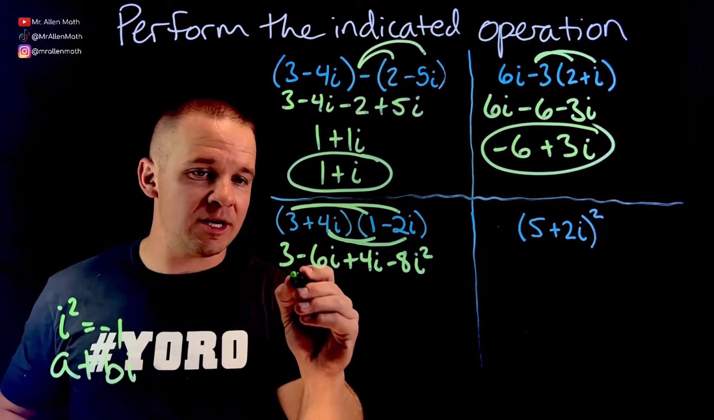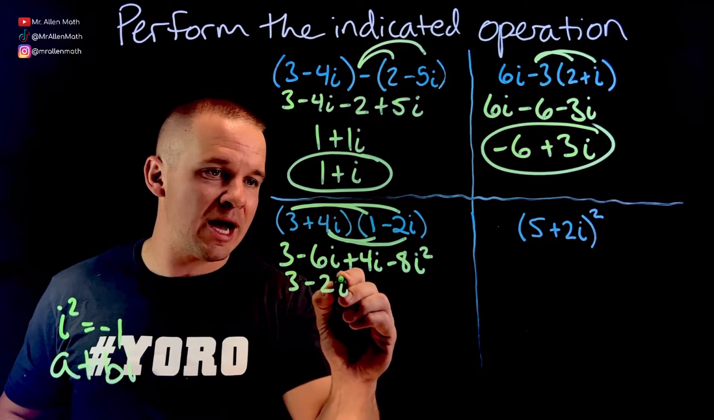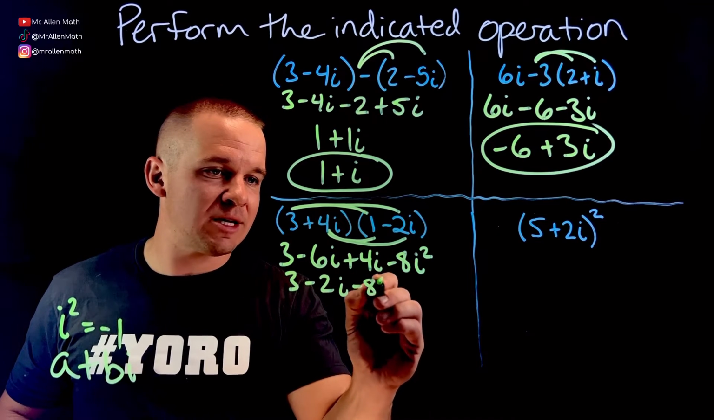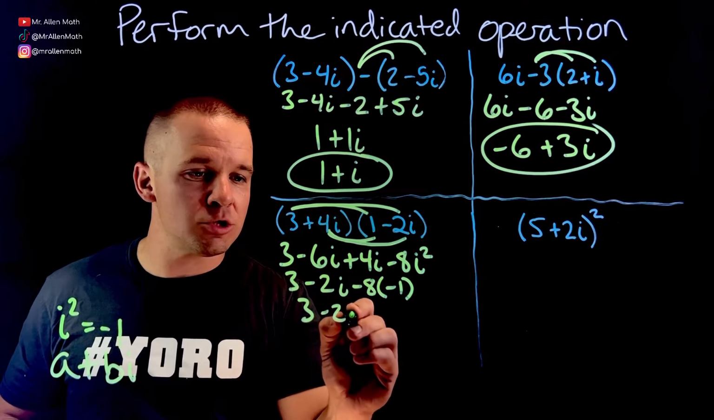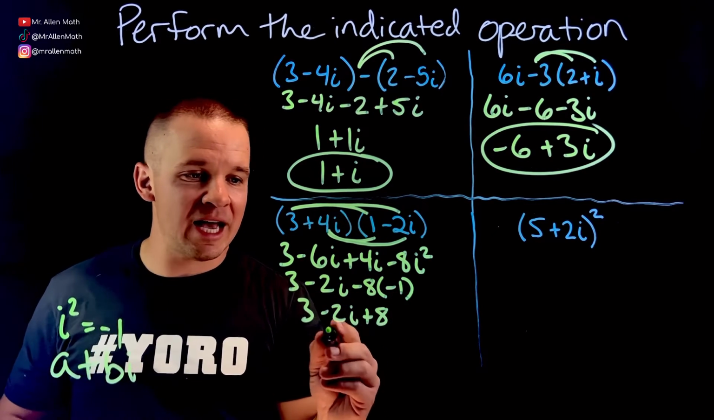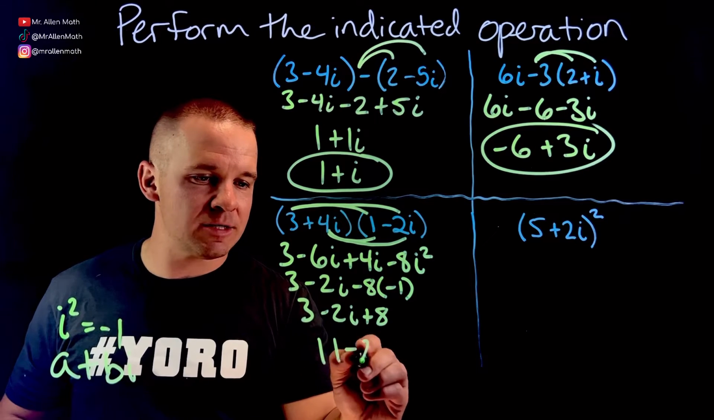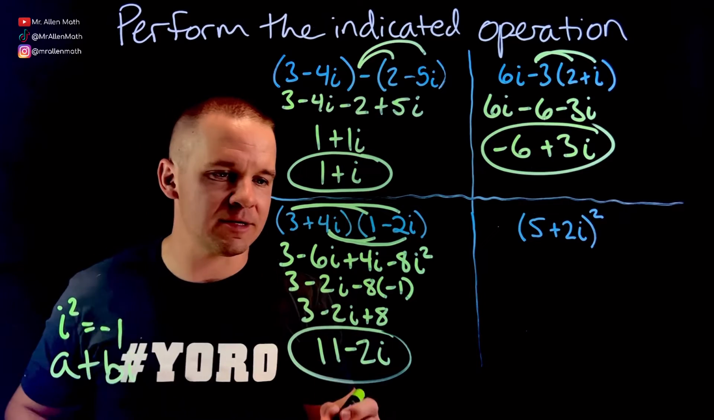So let's rewrite this. We got 3. We can combine these two, which is going to give me -2i. But then I have -8 times -1, which means I got 3 minus 2i plus 8. 3 plus 8 gives me 11 minus 2i. Dunzo. All right. Very nice.